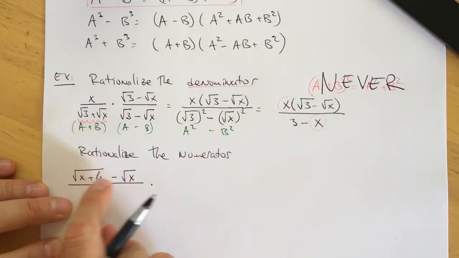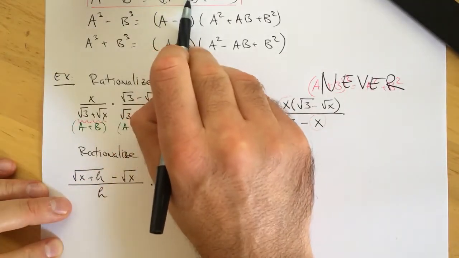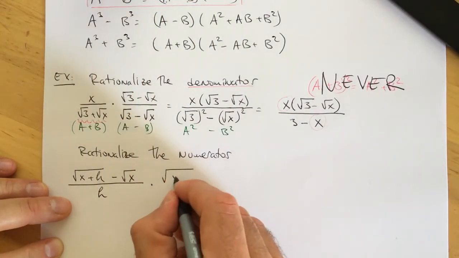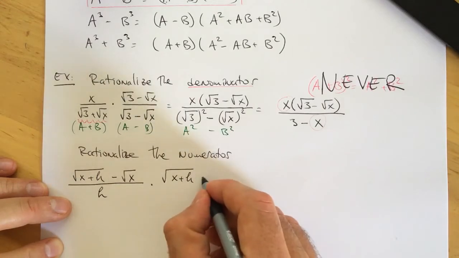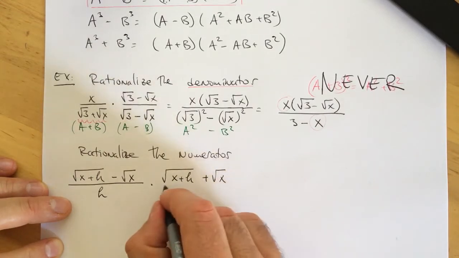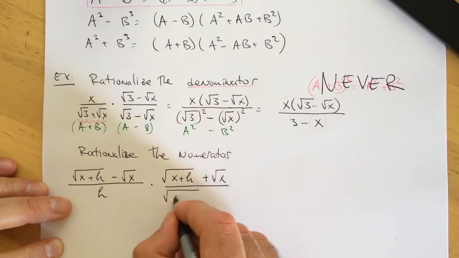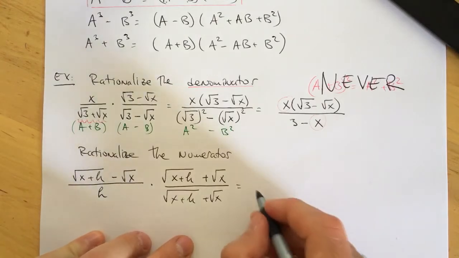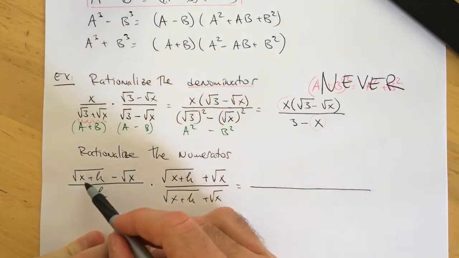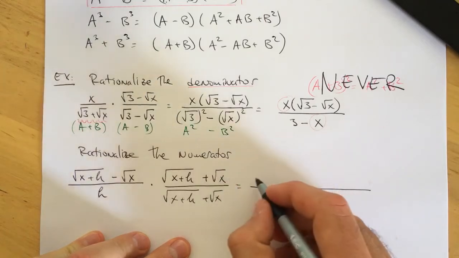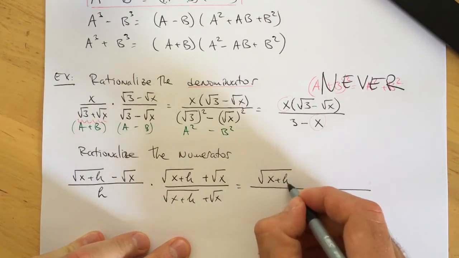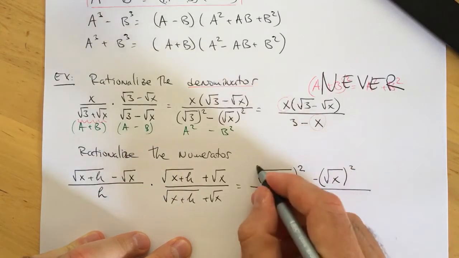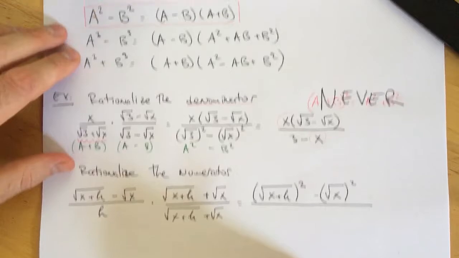Again, it's a difference of two terms, right? Difference of a minus b, right? I have to multiply by its conjugate, which is just going to be square root of x plus h plus square root of x, and I have to divide it by the same thing, square root of x plus h plus square root of x. Okay, by the difference of squares formula I have a minus b times a plus b, that results in a squared minus b squared, by this formula right here.